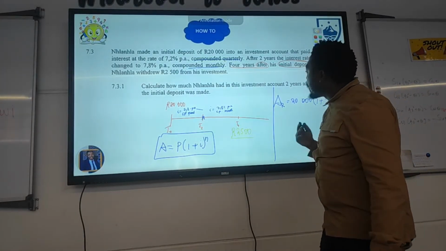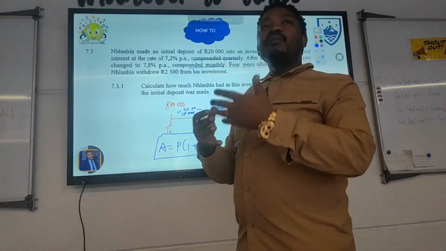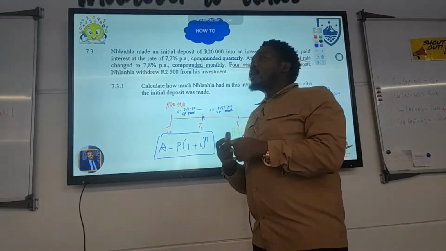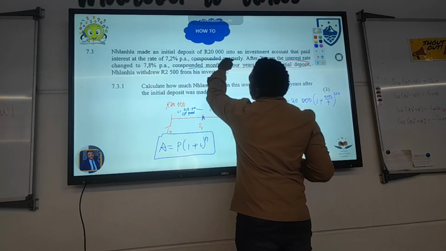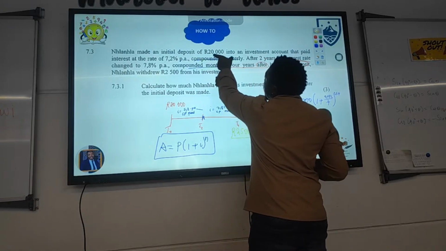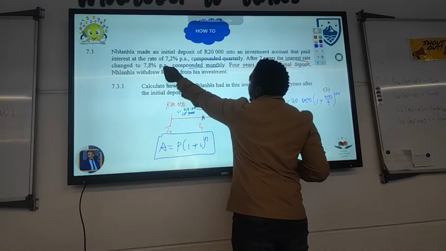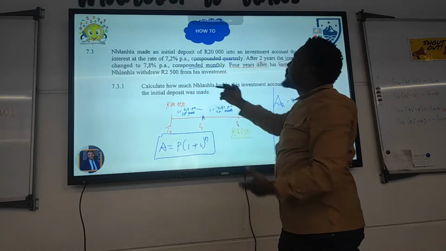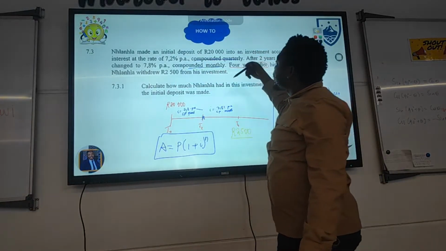Ask yourself how many quarters there are in a year. If they say months, you divide by 12, because we have 12 months in 1 year. If you see interest that starts with per annum but is compounded quarterly, you must ask yourself how many quarters there are in per annum, or how many months. Then you divide. If it's monthly, you divide by 12, and if it's quarterly, you divide by 4.